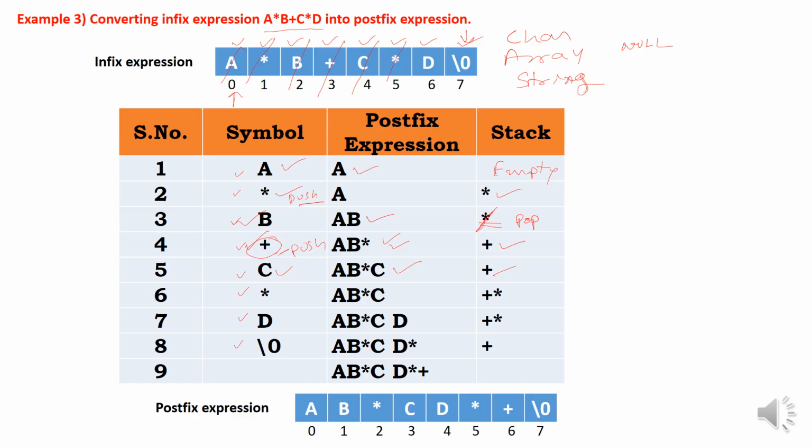Then read next character asterisk. Is it an operand? No. Is it an operator? Yes. If it is an operator, we have to push it onto the stack. Before pushing, we compare this character with the top character of the stack. What is the top character? Plus. Plus is the top character, asterisk is the character we read.